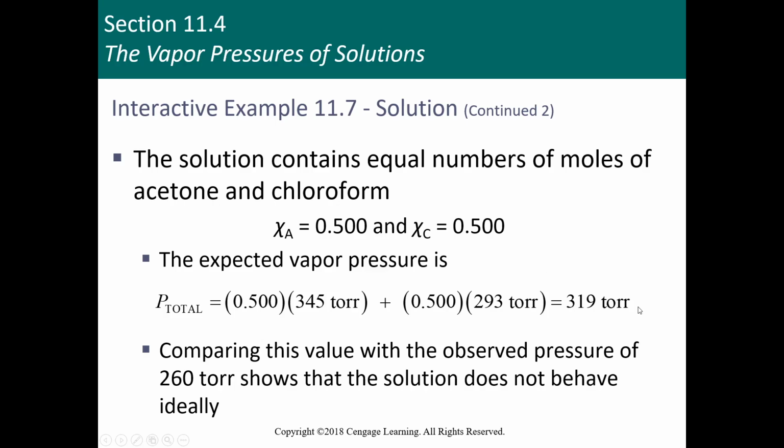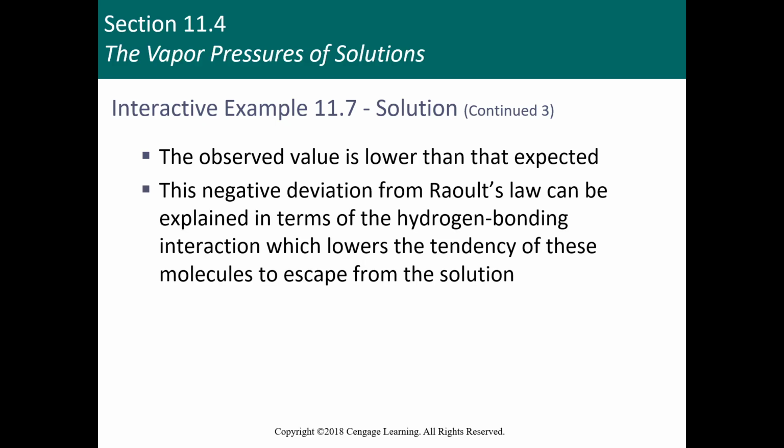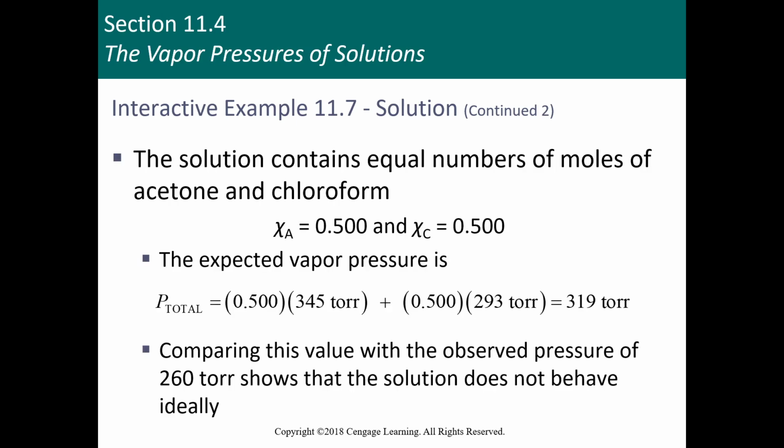We take that 319 torr, we then compare it to the 260 torr that we saw from the experimental data, and we see that this is not anywhere near ideal. In fact, this is actually very far from it. In this case, it is not ideal in any stretch of the imagination. So this observed value is lower than expected, quite lower actually. This is a negative deviation, meaning lower, negative, going down.